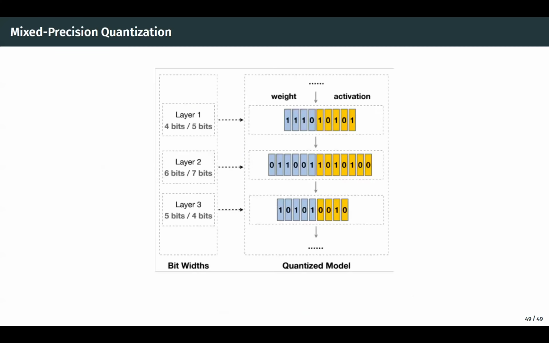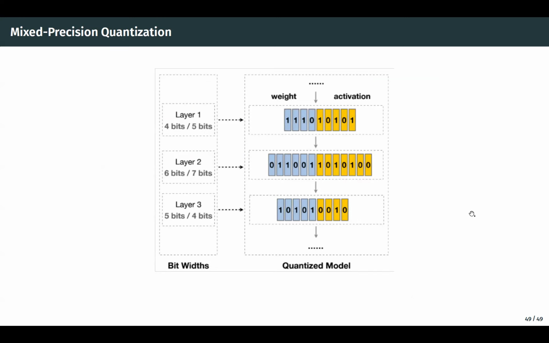So there are other advanced techniques, but I didn't spend much time on them here. But we can have mixed precision quantization. In this case, we can have different layers having different bit widths to represent the values. So we can have one layer having 4 bits, a second layer having 7 bits, and so on.